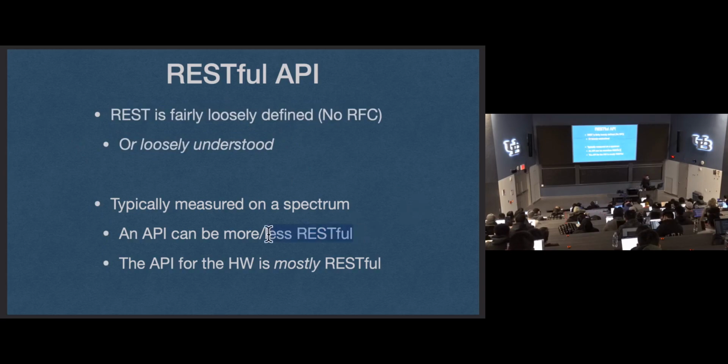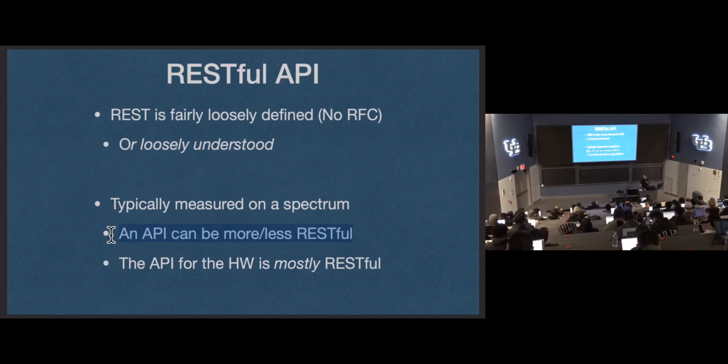So we usually talk about it on a spectrum. There's not, this API is RESTful, this API is not RESTful. Usually your API is more or less RESTful. So RESTfulness, as we'll go through them, is like a set of criteria that you can meet or not meet. And if you meet more of those criteria and kind of embody the spirit of what it means to be a RESTful API more, then you're more RESTful. And if you ignore a lot of it, then you're just less RESTful. So I don't think it's helpful to say this is RESTful, this is not. Just say more or less RESTful.